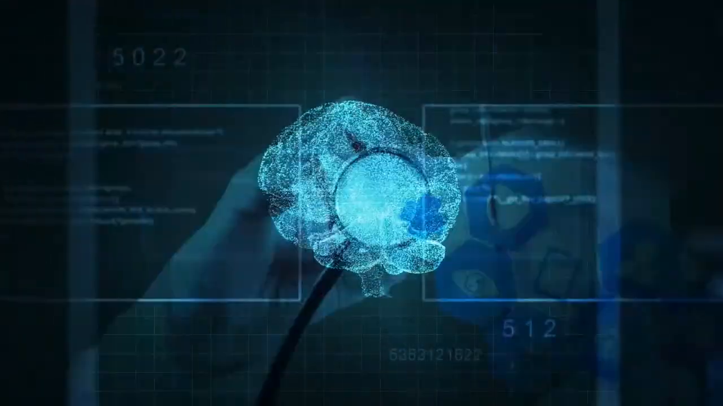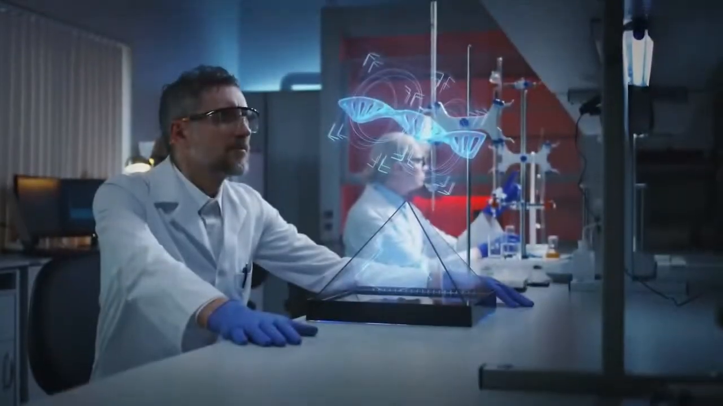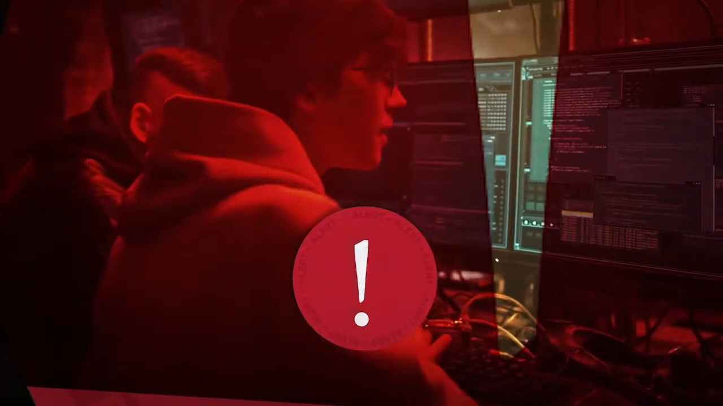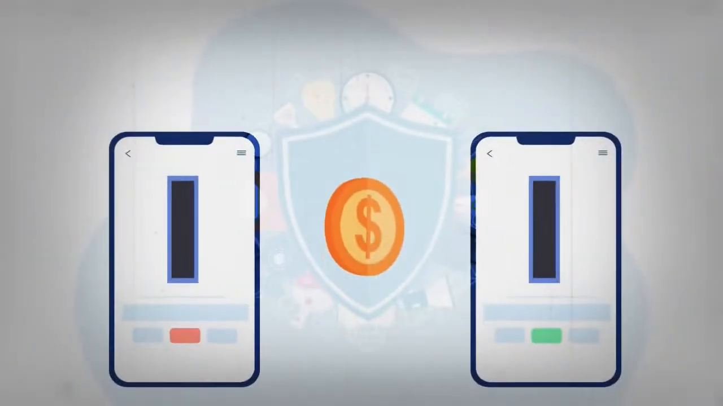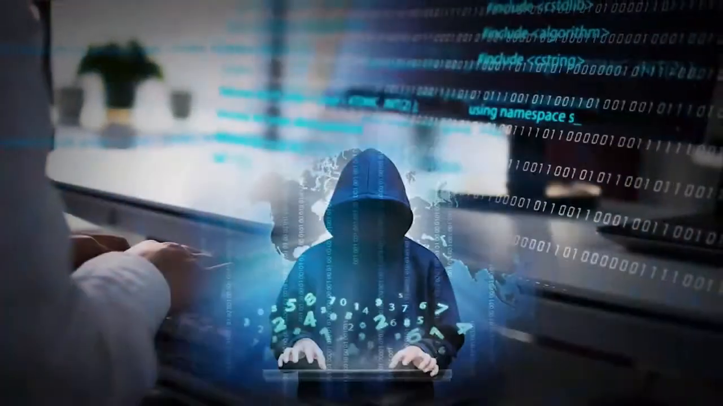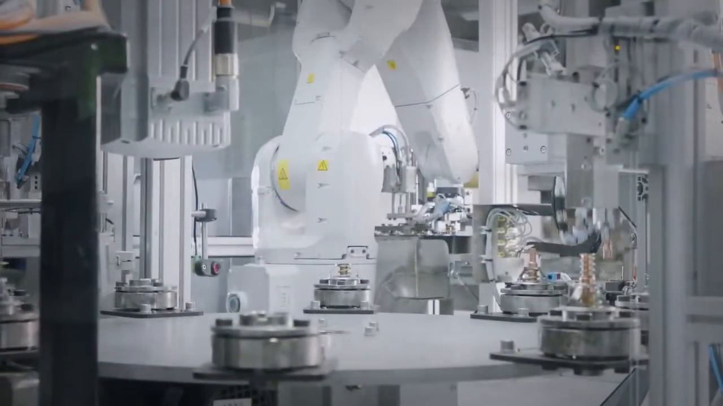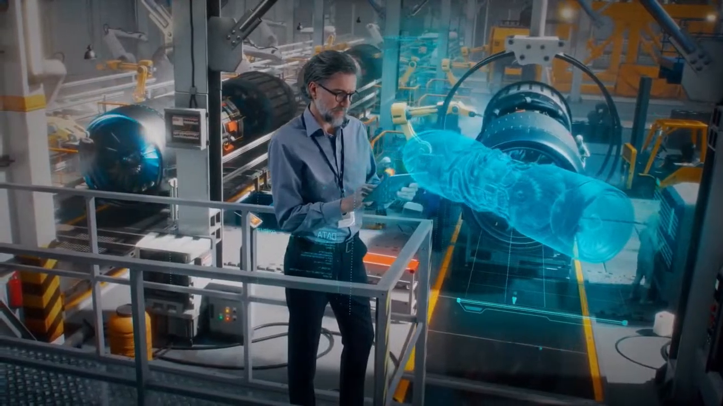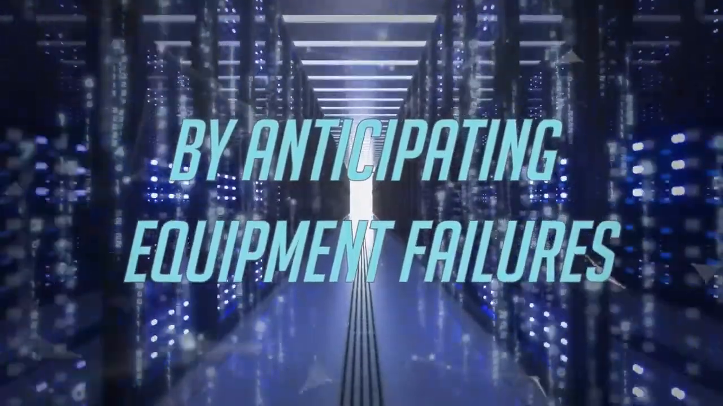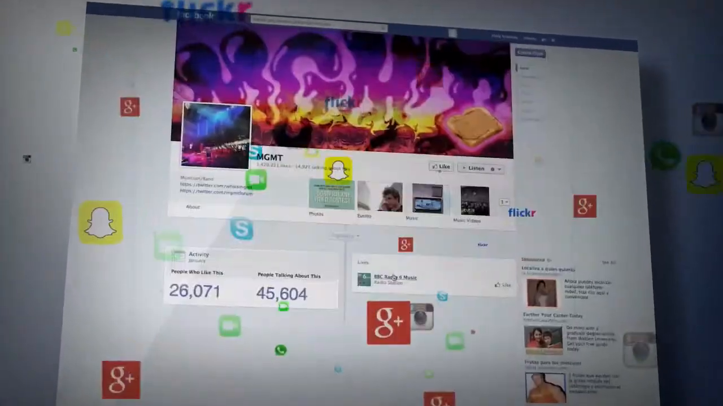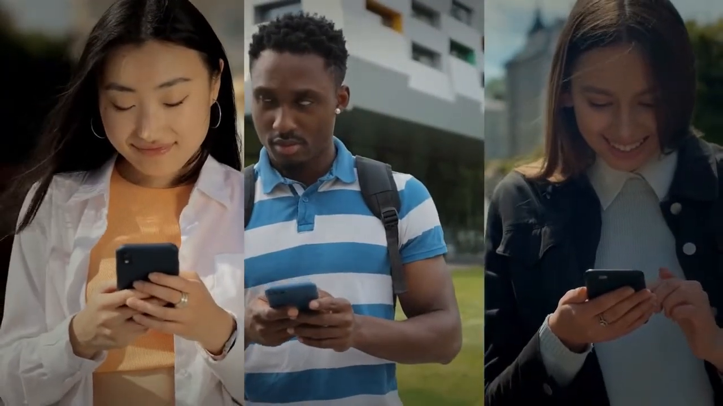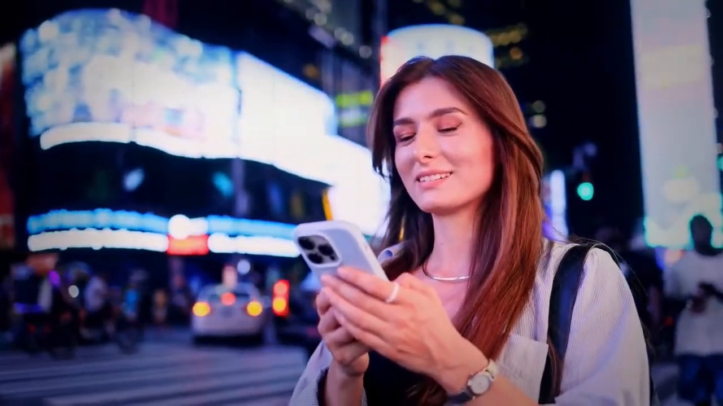In healthcare, AI assists in diagnosing diseases by analyzing medical images and predicting patient outcomes. Moreover, in finance, fraud detection systems powered by AI algorithms help secure transactions and protect against unauthorized activities. AI also fuels the efficiency of manufacturing processes through predictive maintenance, minimizing downtime by anticipating equipment failures. Social media platforms leverage AI for content personalization, ensuring users see posts and ads tailored to their preferences.